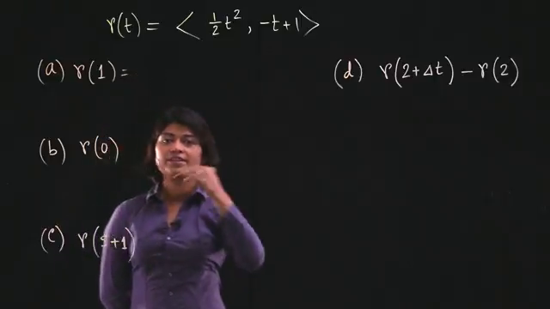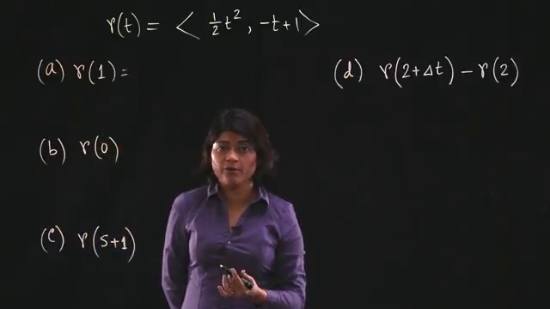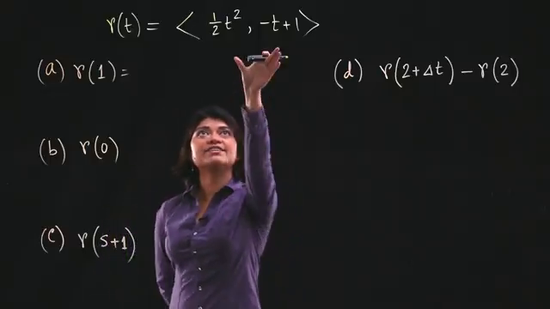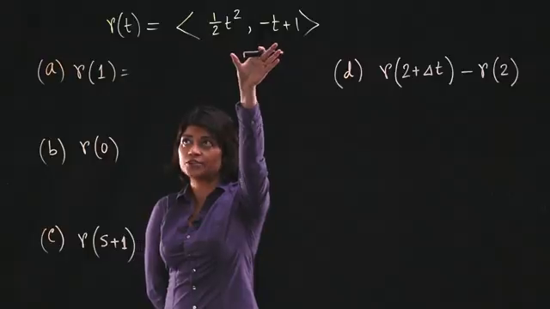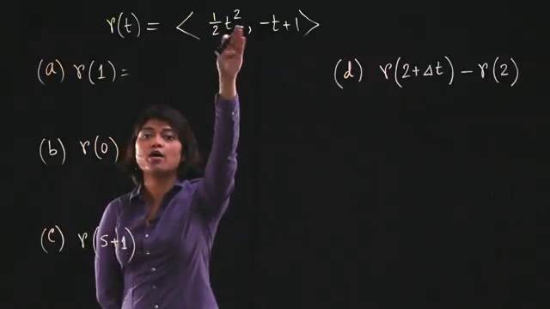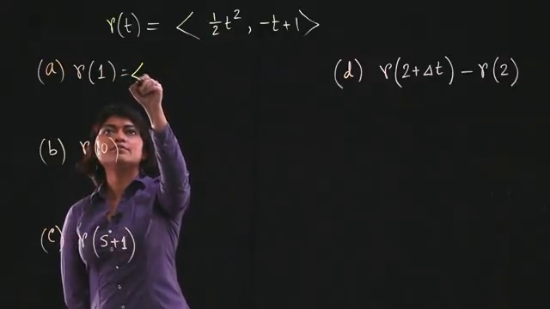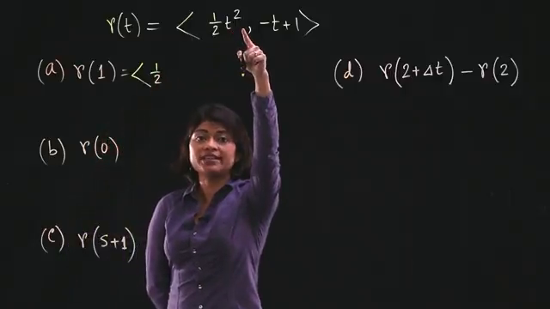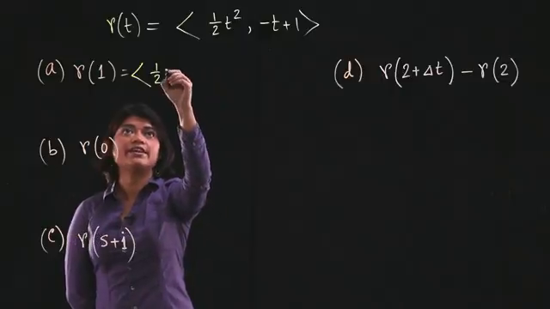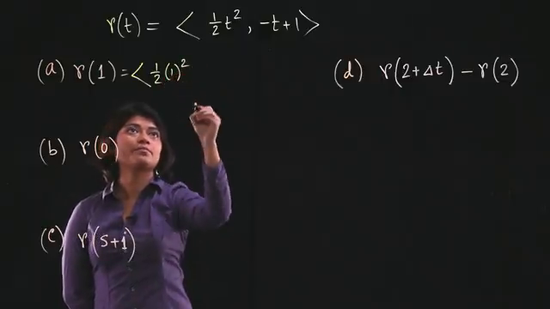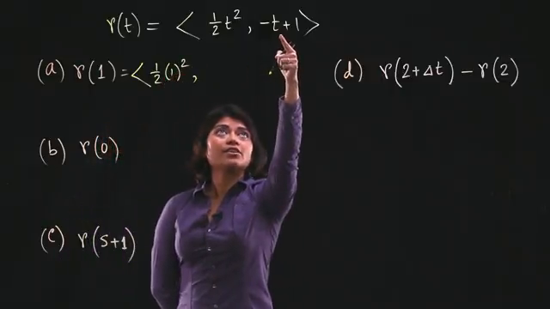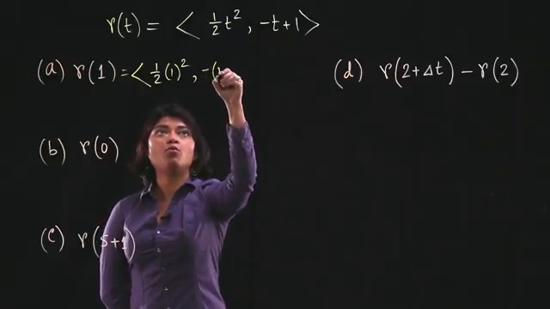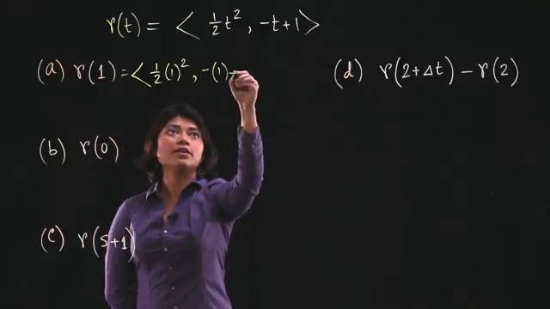So this is just evaluating a function at a point that you have done before. The only difference is now you have a vector-valued function. So you take the expression that's given to you for this function and plug in t equals 1. Okay? So we will get one half times, see we have a t square, so instead of t, write down 1 square. And the second component is negative t plus 1, so negative of 1, because t is 1, plus 1.